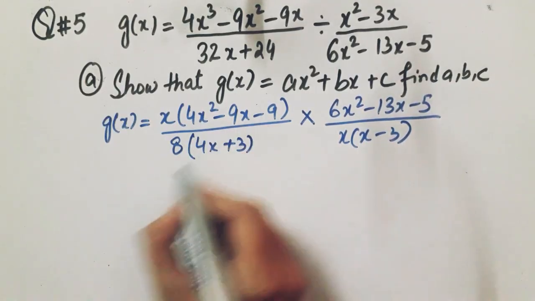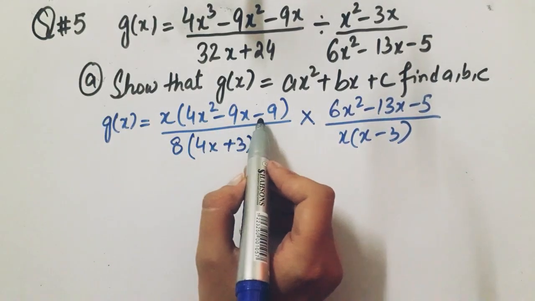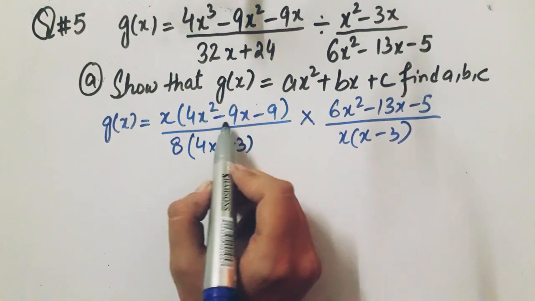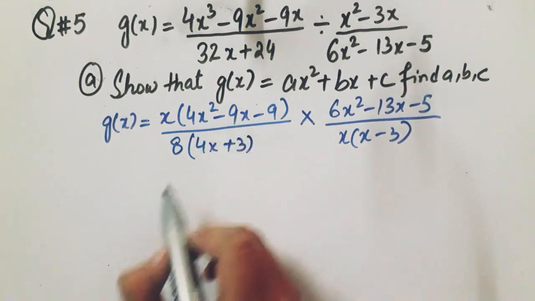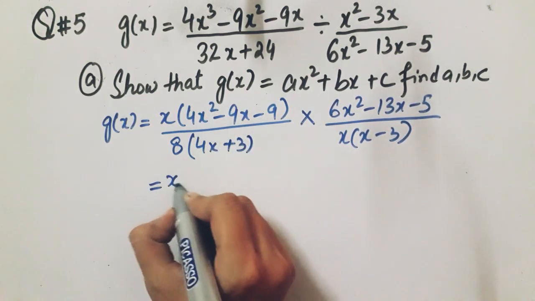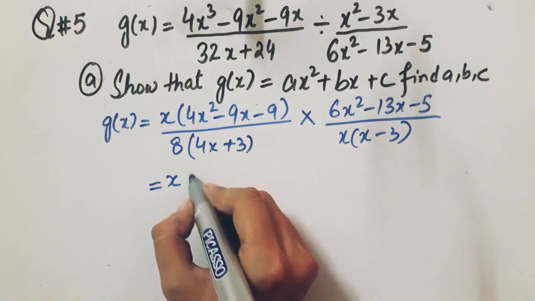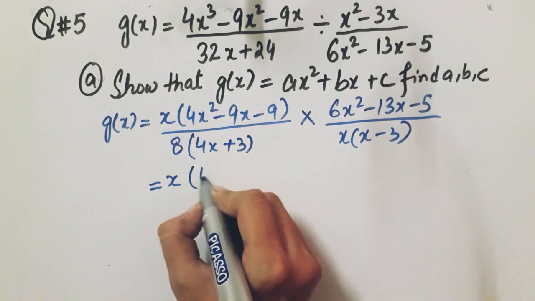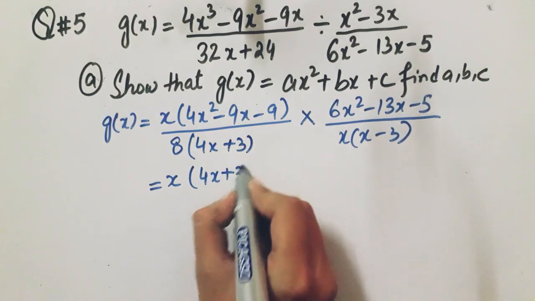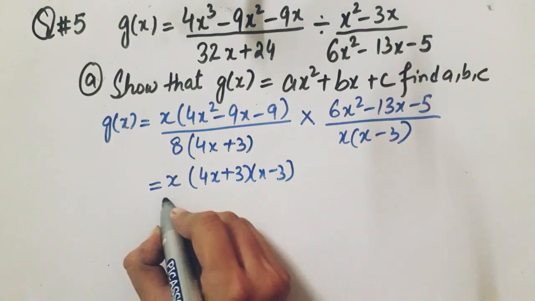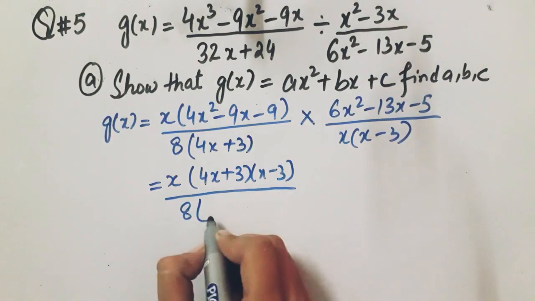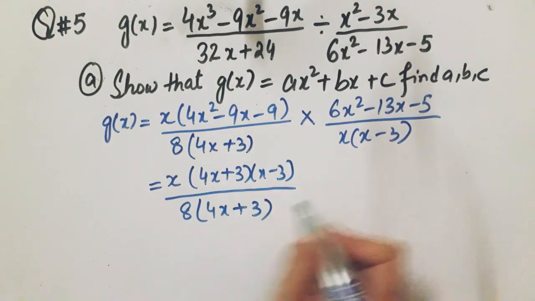Now make the factors of 36. When they are subtracted, give 9. So x into, we will get 4x plus 3 and x minus 3, and in the denominator we have 4 plus 3.